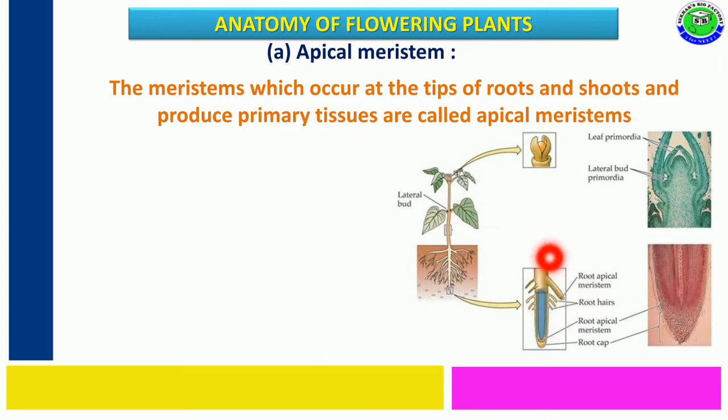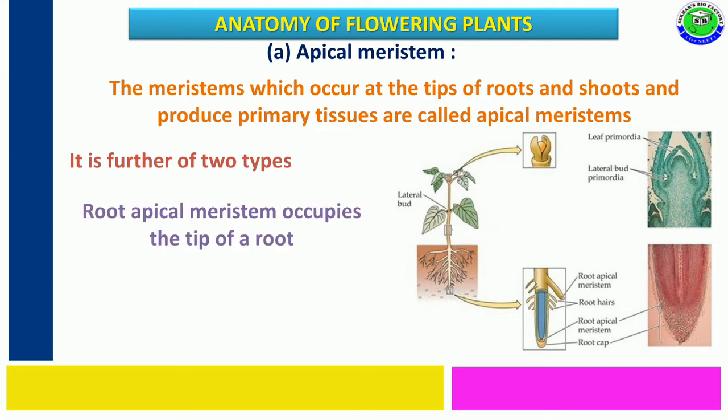specifically at the tip of the root and the tip of the shoot. It is referred to as apical meristem and is also one type of primary meristem. This apical meristem is further classified into two types. The first one is root apical meristem. That means the root tip consists of a group of meristematic cells called root apical meristem or RAM.